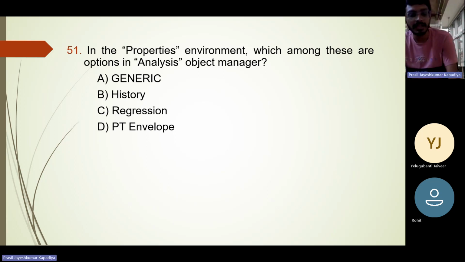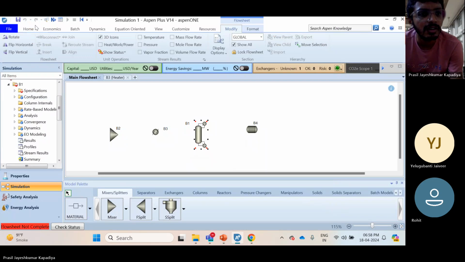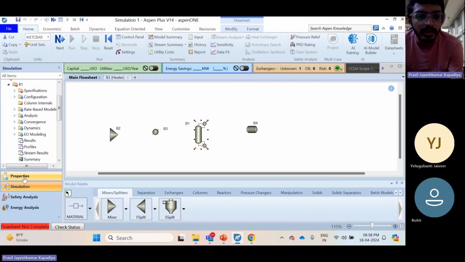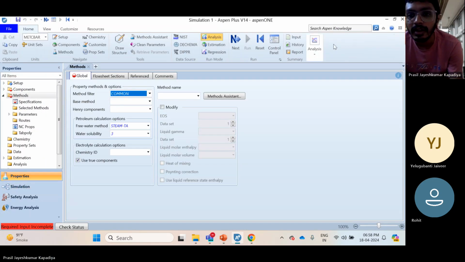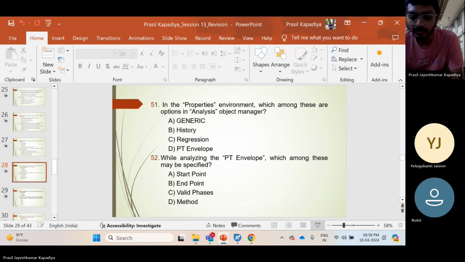In the properties environment, which among these are options in the analysis object manager? We have PT envelope, right? In the analysis part, if you remember, in the properties environment, if you go to analysis, what options can we see? We can see pure, binary, mixture, solubility, PT envelope, ternary diagram, and residue curve. So the answer should be PT envelope, right?